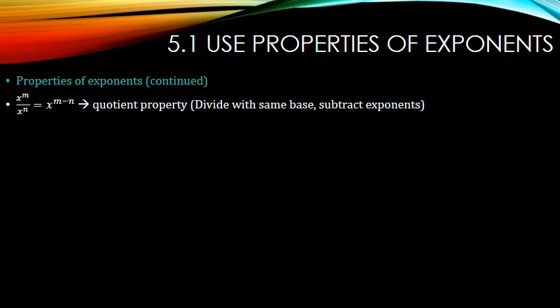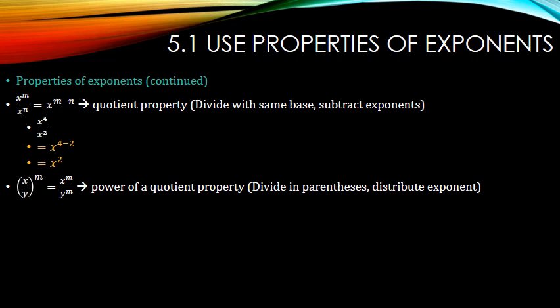The quotient property is similar to the product property. When we multiplied with the same base, we added exponents. For divide with the same base, subtract the exponents. For example, x to the 4th divided by x squared is x to the 4 minus 2, or x squared.